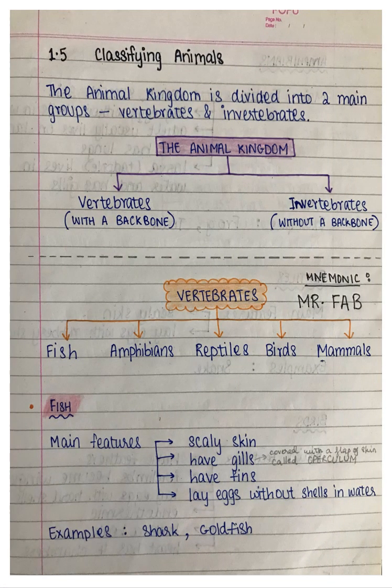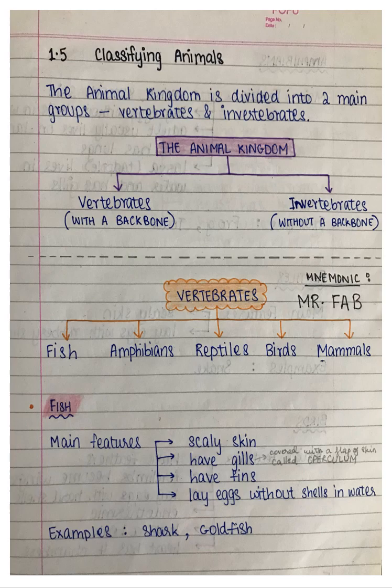The animal kingdom is divided into 2 groups, vertebrates and invertebrates. Vertebrates are animals with backbone and an internal skeleton, whereas invertebrates do not have backbone, though some have an external skeleton. Vertebrates are also divided into 5 main groups: fish, amphibians, reptiles, birds and mammals, which we can remember with the mnemonic Mr. Fab. Beginning with fish.